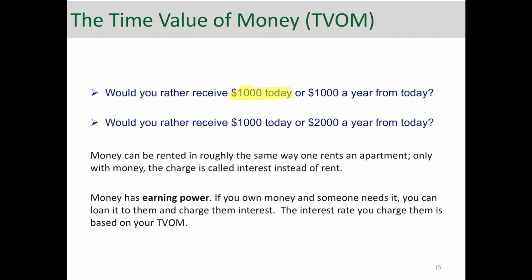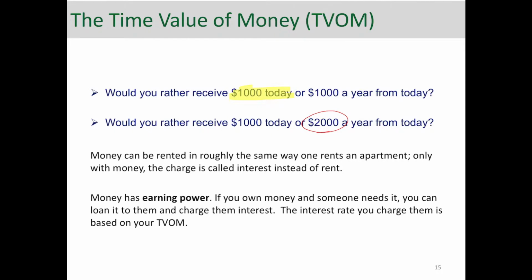And quite frankly, it really depends on how greedy you are. I would probably go with the $2,000 a year from today, because in a year I'm doubling that amount, and that basically means 100% return. So let's put everything into perspective.